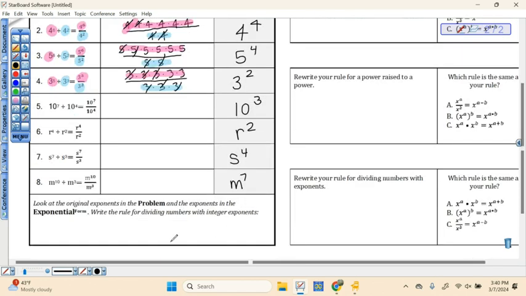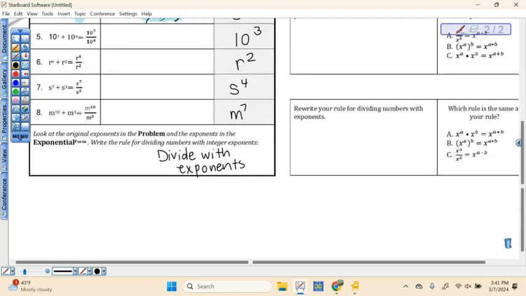So when we divide with exponents, we need to subtract the exponents. Okay. So if I have b to the n over b to the m, it becomes b to the n minus m. Base stays the same.